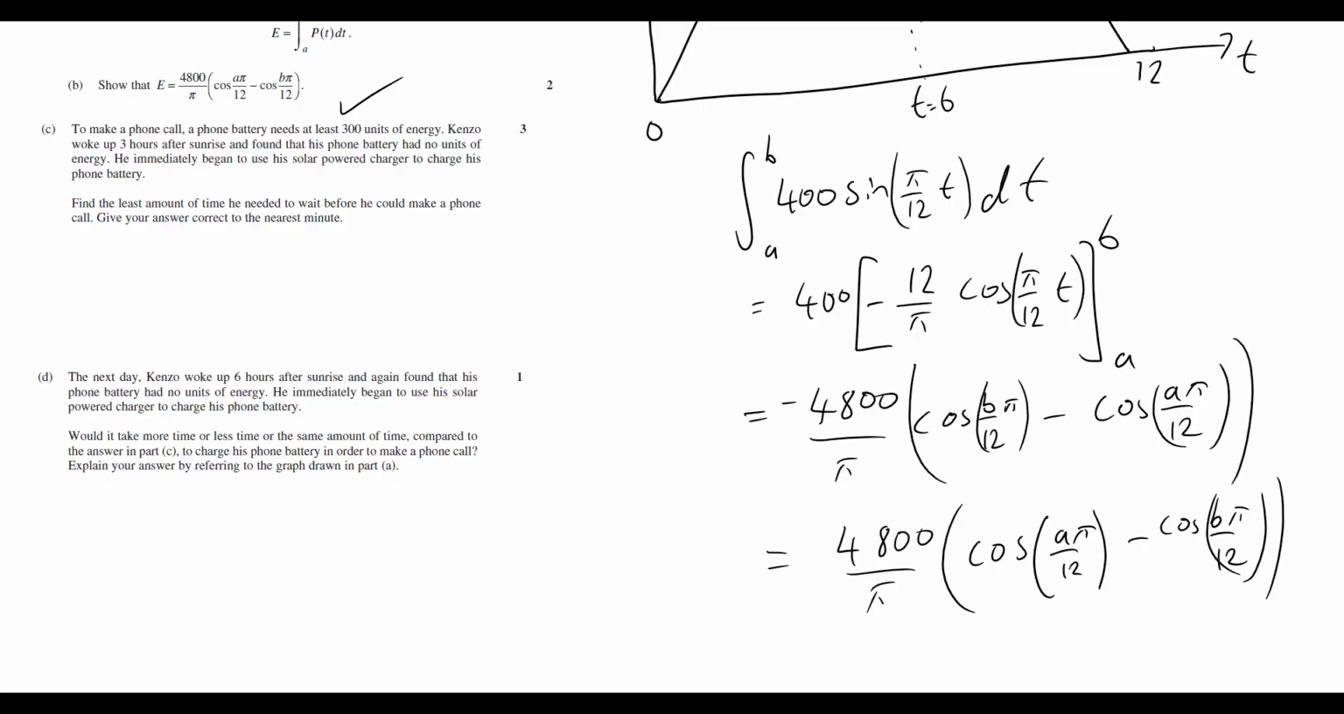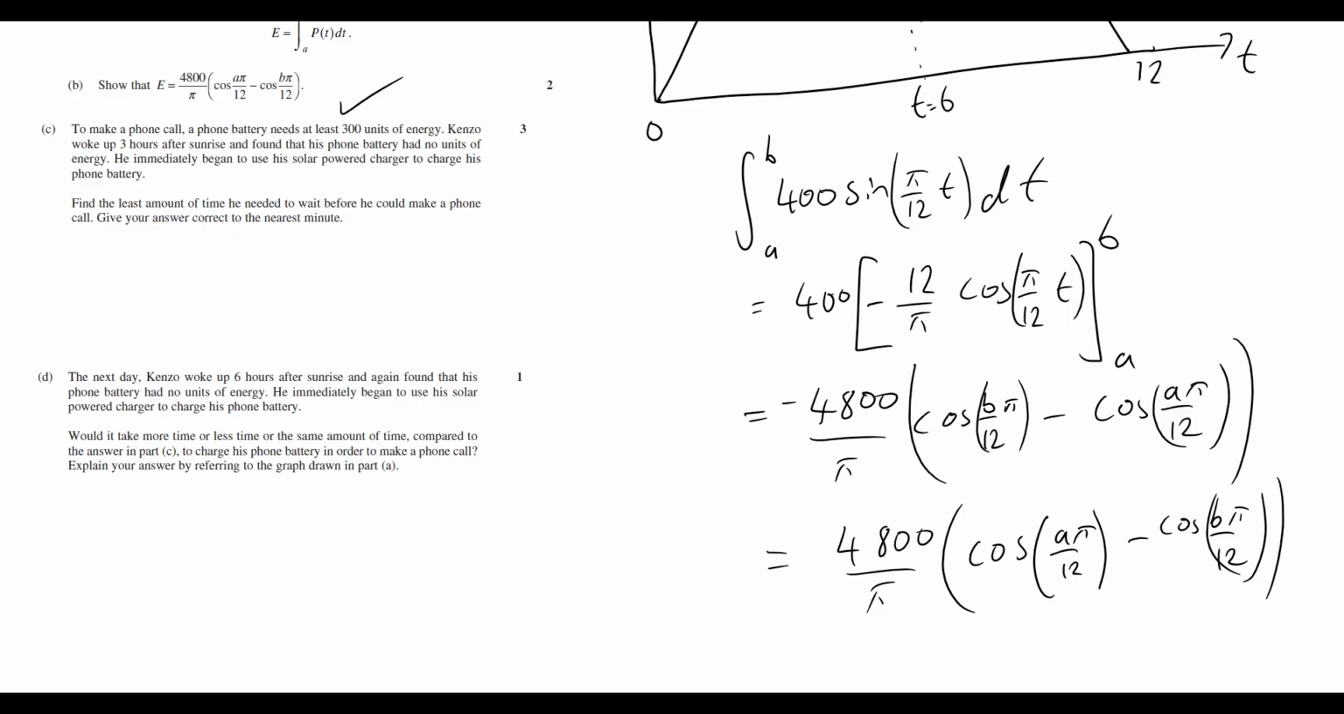To make a phone call, a phone battery needs at least 300 units of energy. Kenzo woke up 3 hours after sunrise and found that his phone battery had no units of energy. He immediately began to use his solar-powered charger to charge his phone battery. Find the least amount of time he needed to wait before he could make a phone call and give your answer correct to the nearest minute.